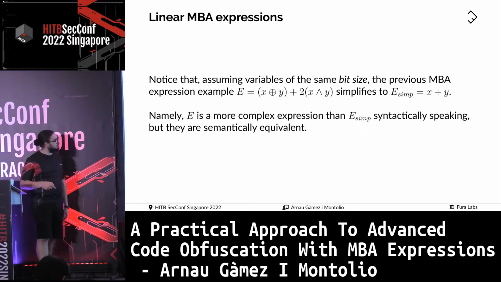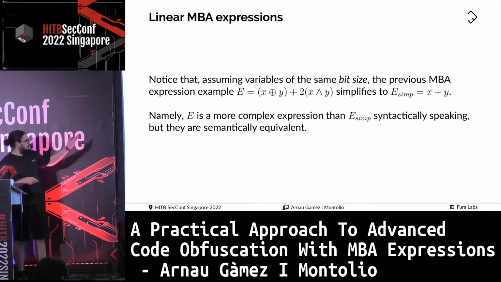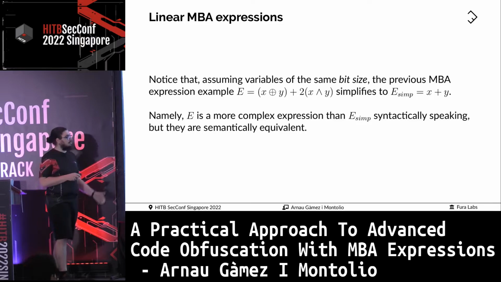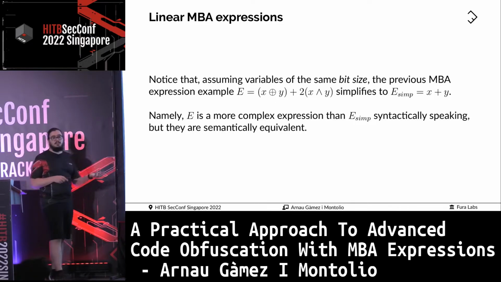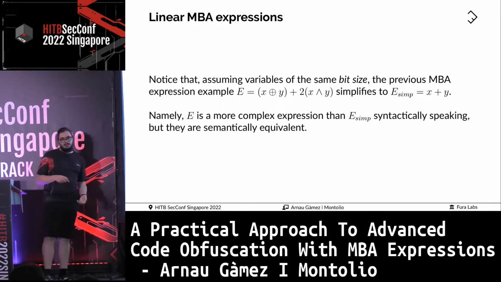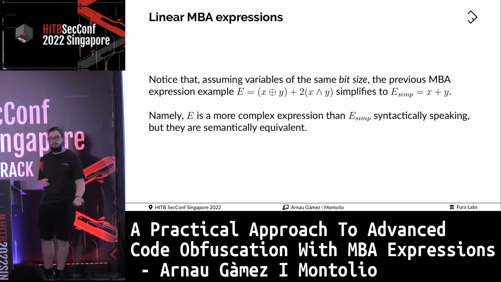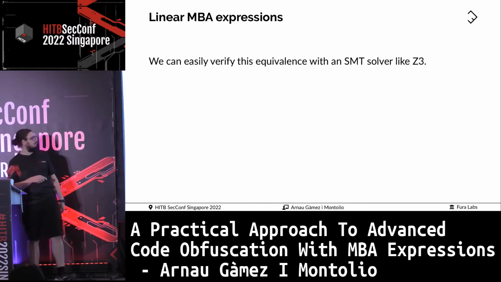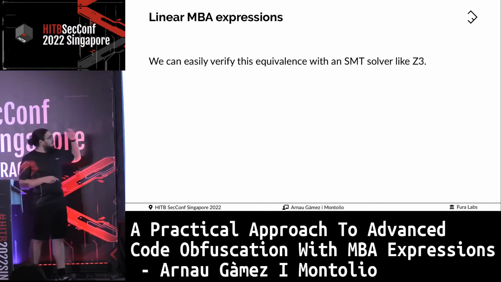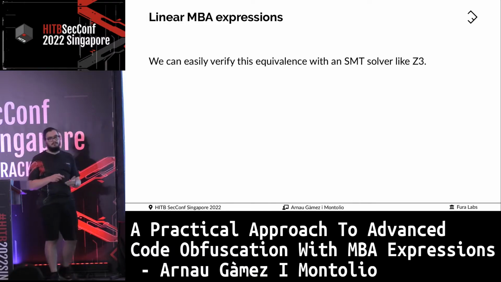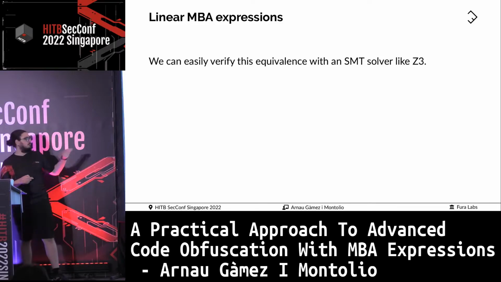So we say that the expression is more complex than the other one from a syntactic point of view, from the point of view of writing them, but they are semantically equivalent. From the point of view of their behavior, their input-output relationship, they are equivalent. We can actually verify very easily that they are equivalent. We can plug in an SMT solver. We won't talk a lot about SMT solvers, but we will just use them to prove semantic equivalence.